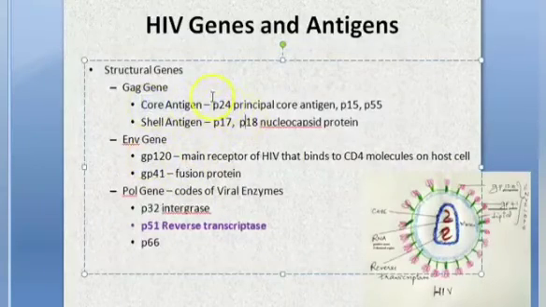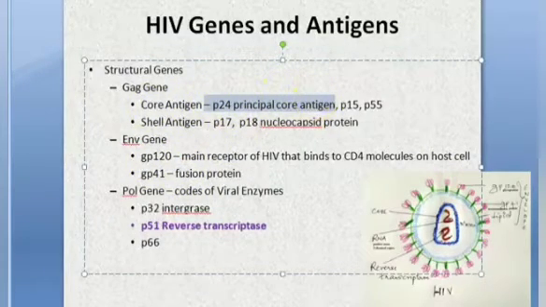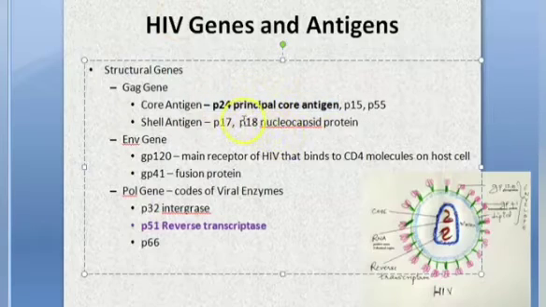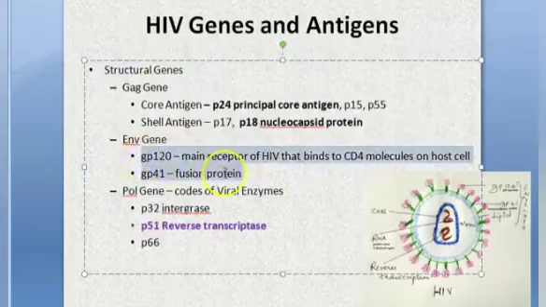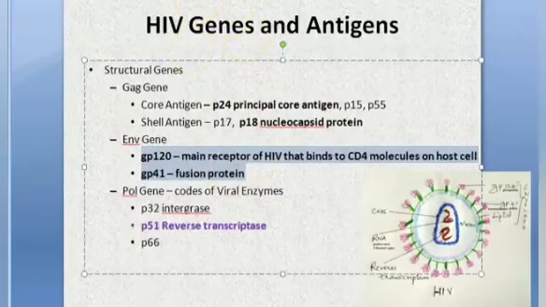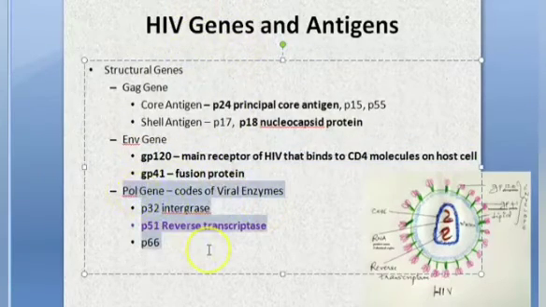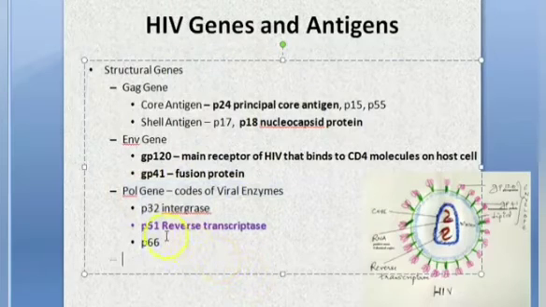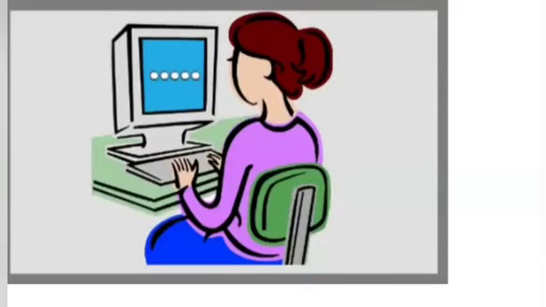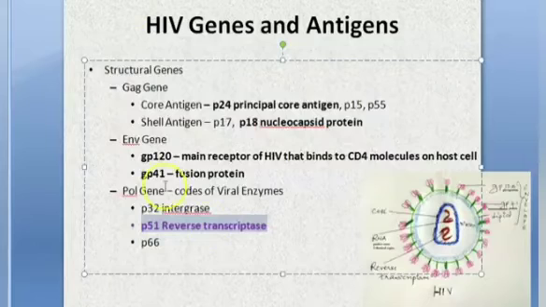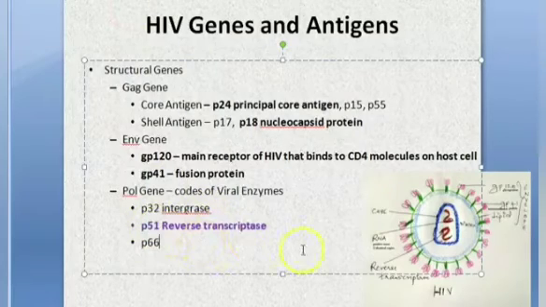In core antigen, you can remember P24 is the principal core antigen they are saying, and P18 is the nucleocapsid protein. If you want to remember, you can remember this. GP120, 41, this you should not forget. Then coming to the Pol genes which produce the viral enzymes, P51 makes the reverse transcriptase. So can you focus on this one? P51, say P51 reverse transcriptase, okay? P51 is reverse transcriptase. So we finished the genes and antigens, we finished the structural genes.